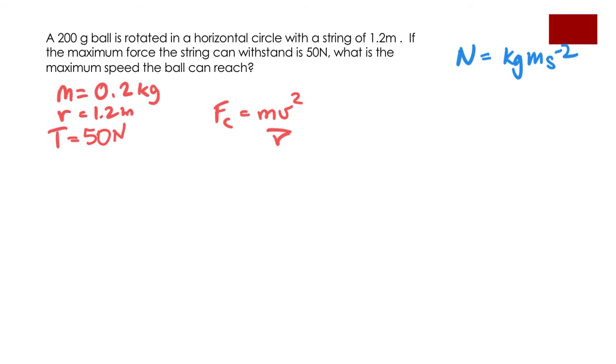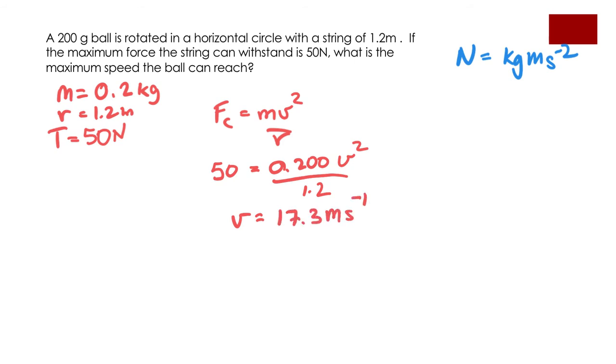So if we substitute in our values and then rearrange them to find v, go ahead, try it out. Don't just wait for the answer. I got a value of 17.3 meters per second. Let's stop and think for a second. Does this seem realistic? How many times would it actually make a circle each second?